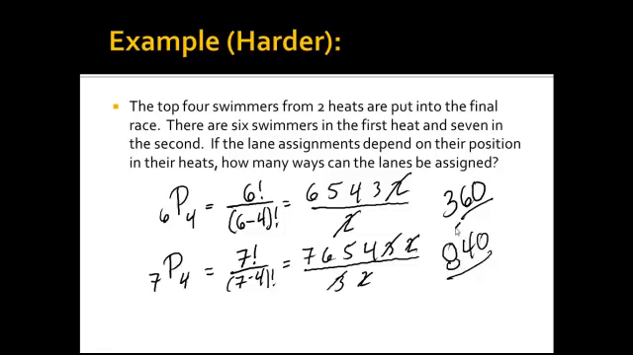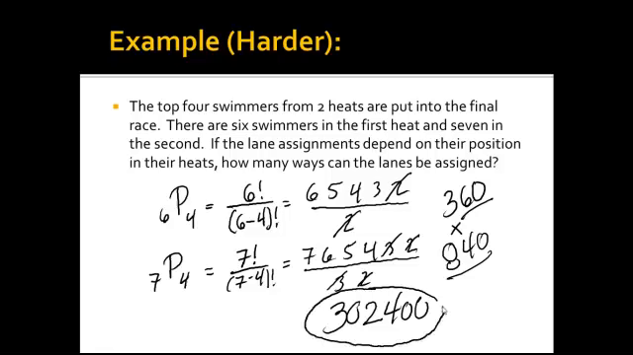Now I take these 2 numbers, I multiply them together, and I get something huge. I don't think the officials of this meet knew that there were going to be 302,400 ways to assign those final lanes. But I basically just did 2 permutations and multiplied them together.